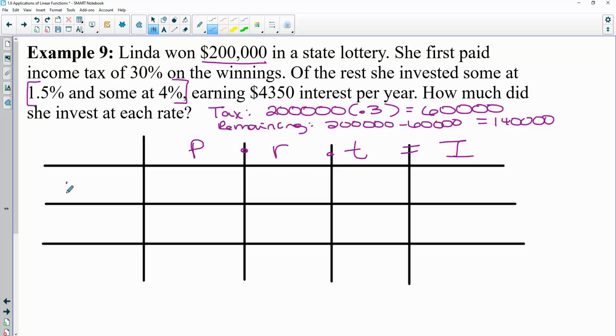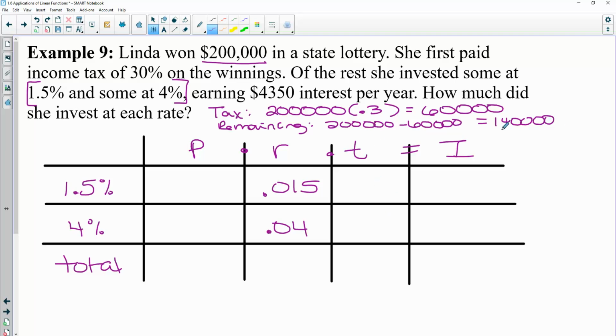Now, once I take that 140,000, we're going to invest some at 1.5% and some at 4%. So those are going to be my rows. We have a 1.5%, we have a 4%, and we have a total. Okay, 1.5%, what would our rate be? 0.015. 4% would be 0.04. You always think moving it back to. Did I give you the interest rate for the total? No. Okay, so we're just going to leave that blank for now.